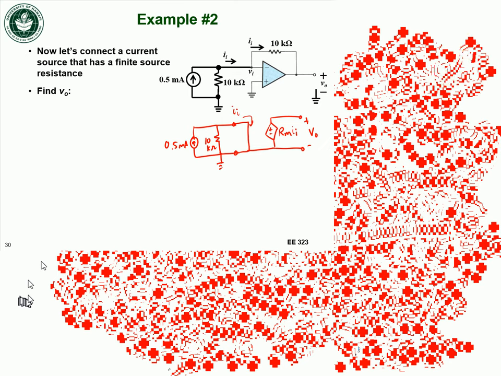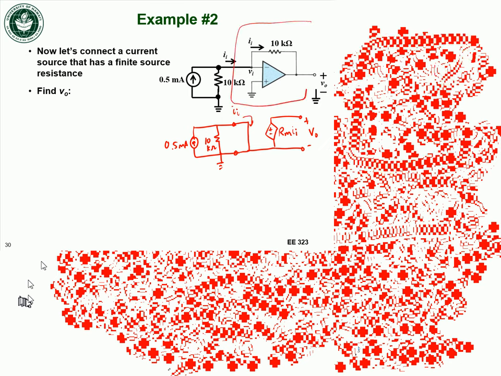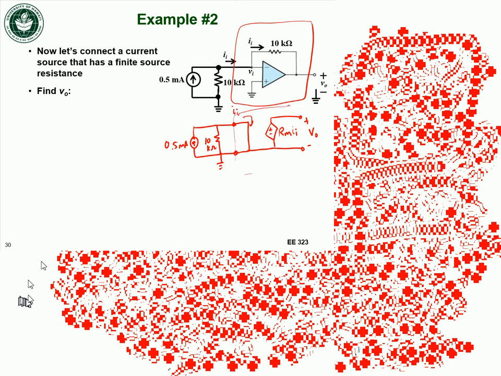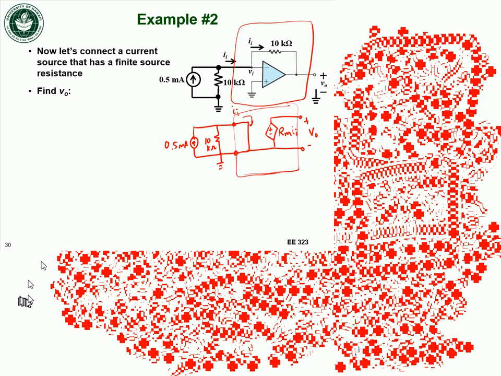Okay, so this in the box is modeled by that circuit in the box in our lower schematic. Okay, and we're going to connect up a current source with some source resistance, and now I want to know what the output voltage is going to be.